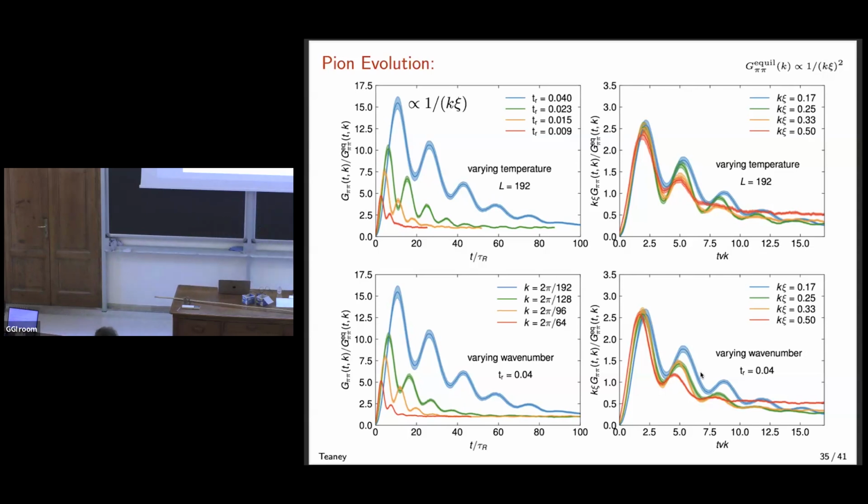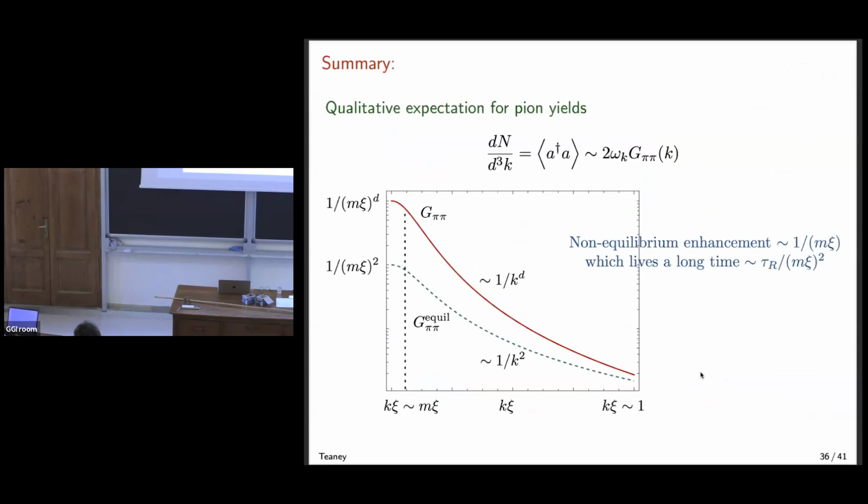So to summarize what you expect, at least following a quench, if you calculate the pion yield, which is essentially g pi pi times a factor, instead of getting the equilibrium 1 over k squared, you get 1 over k to the d, which is 1 over k cubed. So you expect an enhancement which is 1 over k.